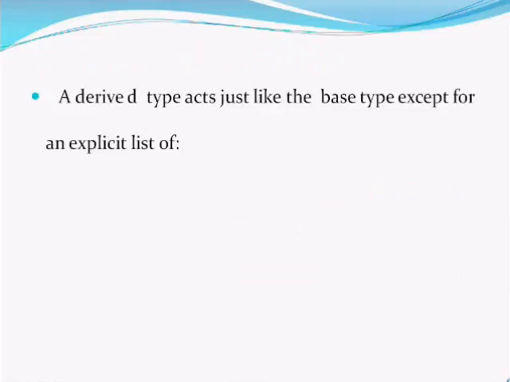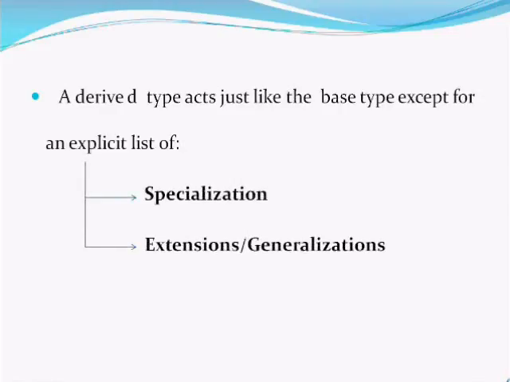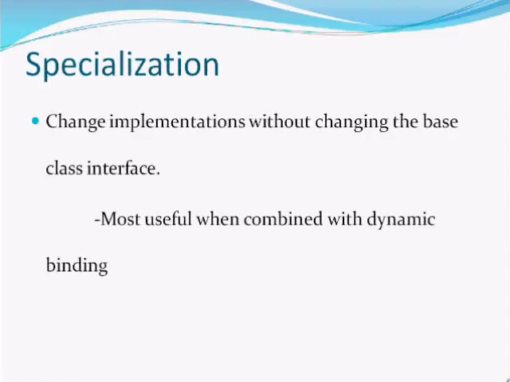A derived type acts just like the base type except for an explicit list of the first point, specialization, and the second point, extensions or generalizations. Now we will look at specialization. Change implementations without changing the base class interface. Most useful when combined with dynamic binding.